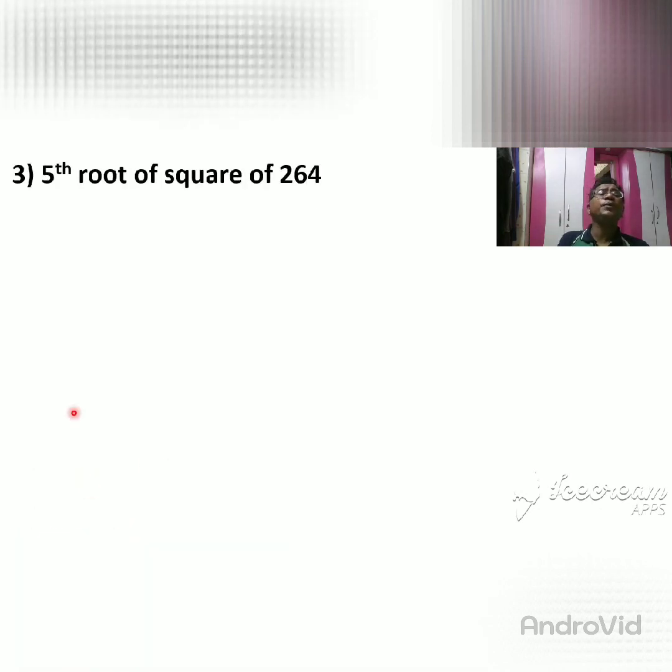Then another problem. Fifth root of square of 264. Which is the number? 264. So first we write here 264. What is the power? 2. So numerator is 2. What is the denominator? 5. So 2 upon 5. So here 264 is the number, the square, so the power is 2, so it is the numerator 2, and root 5, so it is the denominator 5. So 264 2 upon 5.